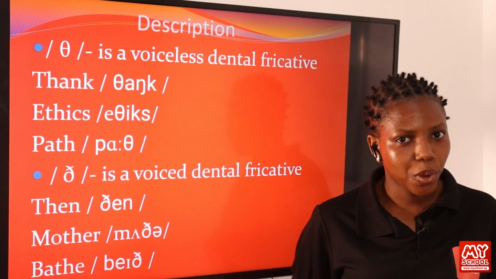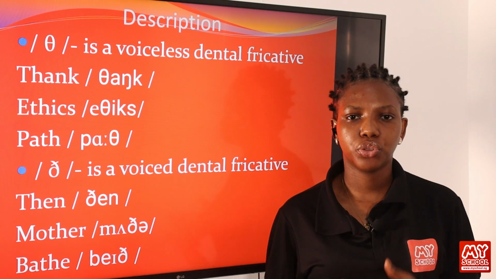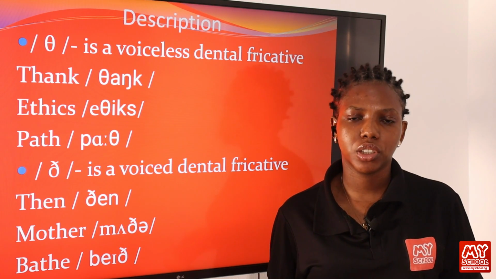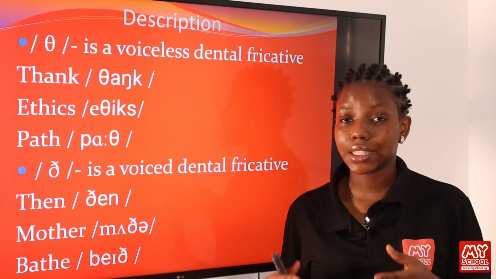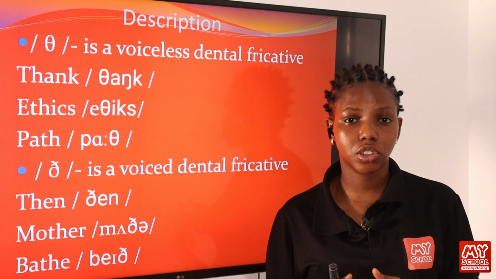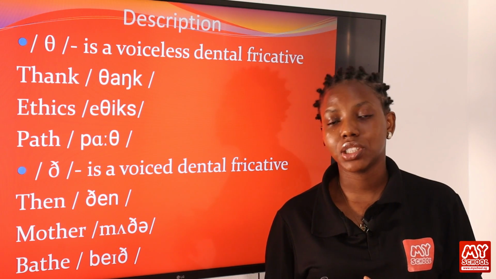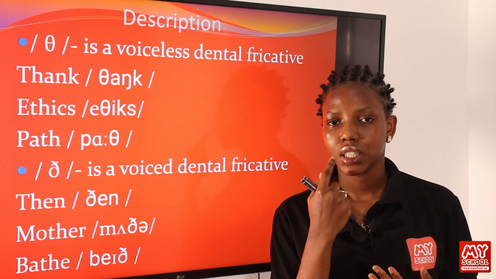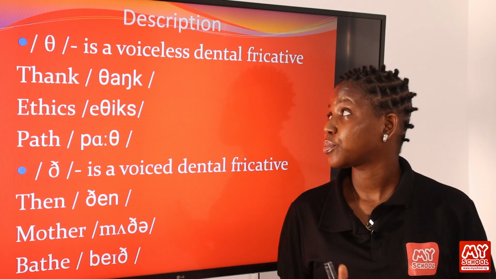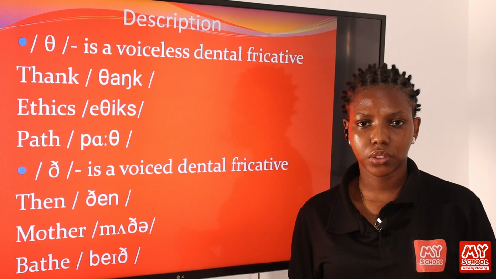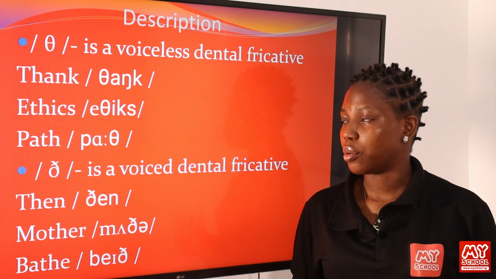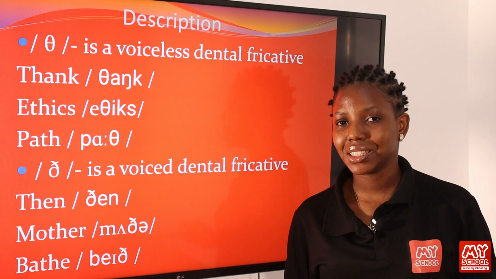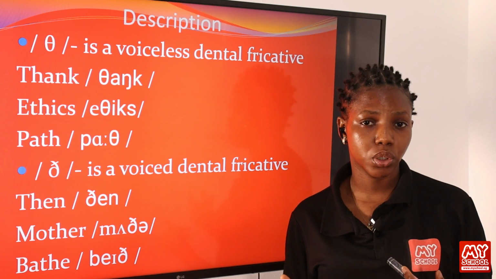The next sound is called the voiceless dental fricative. Voiceless means no vibration. Dental means the place of articulation, which is the contact between the tip of the tongue and the upper teeth. Then fricative, we know what fricative is, right? So many people tend to articulate the sound by placing the tip of the tongue in between the upper and the lower teeth.